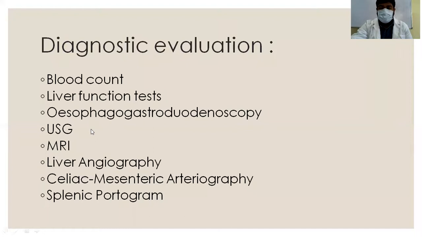Ultrasonography, you can look for hypersplenism, as well as any cirrhosis in the liver, and any accumulation of free fluid in the peritoneal cavity, that is ascites. Okay, and MRI also will give you the same picture. You can look for any organomegaly or any abnormality in the liver or the spleen, and you can also look for the fluid. Okay, liver angiography can be done, celiac mesenteric arteriography can be done, and splenic portogram can be done. These are the few diagnostic criteria. The first and foremost being catheterization of the portal vein and measuring of the pressure gradient.